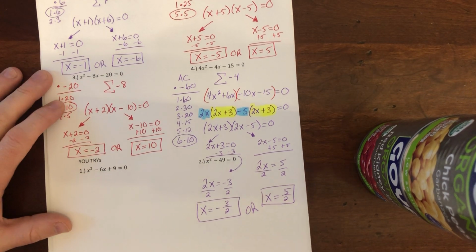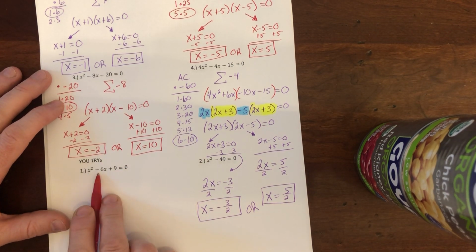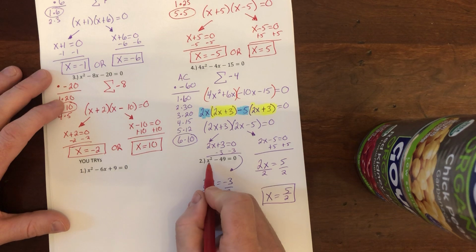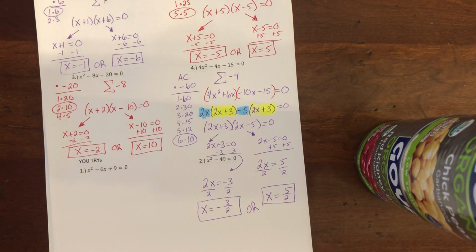So what we'd like you to do is try the 2 U tries. You have number 1 here, which is x squared minus 6x plus 9, and number 2, which is x squared minus 49 equals 0. If you need more space, you can do it on the back of the page or somewhere else.